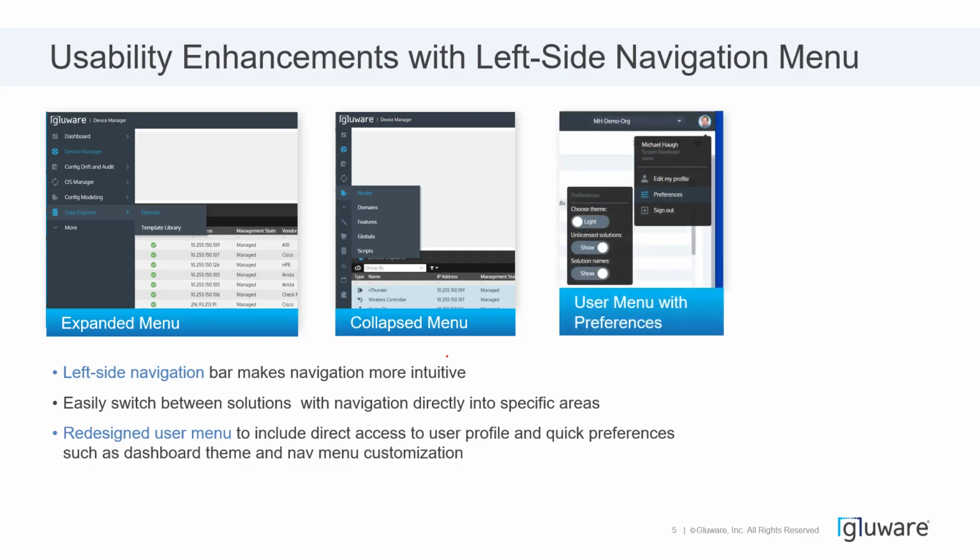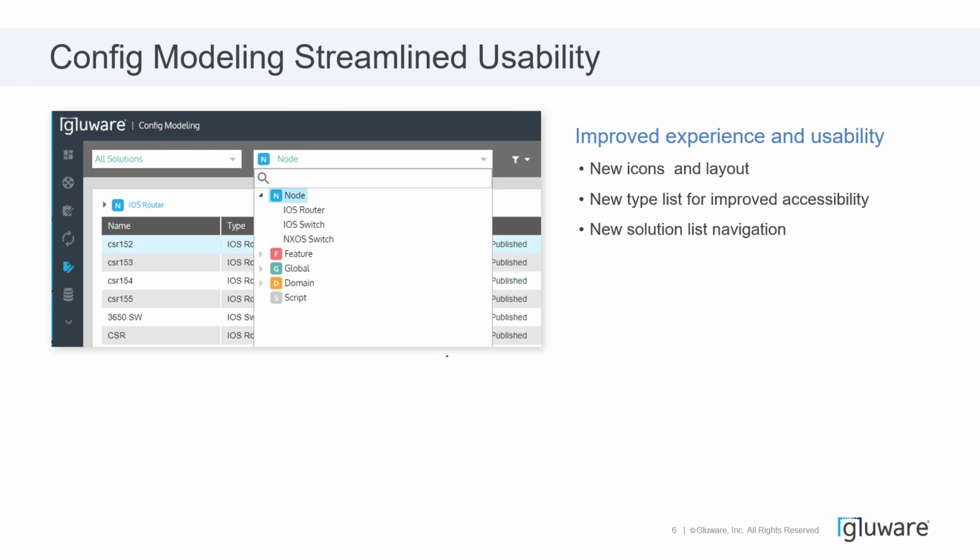Up in the upper right-hand corner, you still have your user menu with your preferences, and some new preferences are exposed there, including where you can turn on or off showing licensed or unlicensed solutions and the solution names if you want to show them or not. If you turn them to show, you'll see the full solution name in the expanded menu.